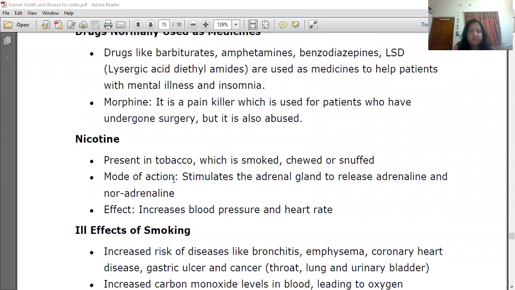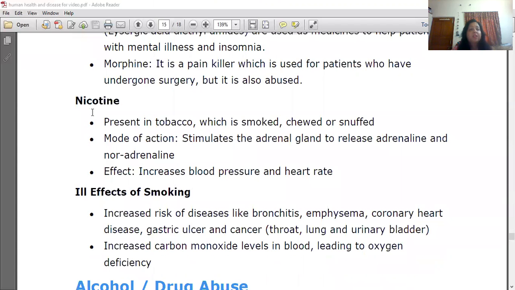Nicotine, it is present in tobacco, which is smoked, chewed, and snuffed. And mode of action is stimulates the adrenal gland to release adrenaline and noradrenaline. Now, what is the effect of nicotine? It affects the blood pressure. It increases the blood pressure and heart rate.